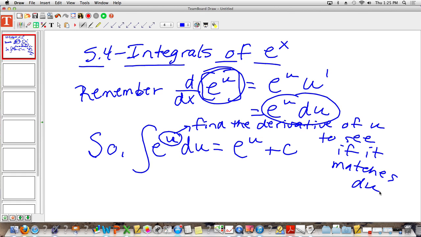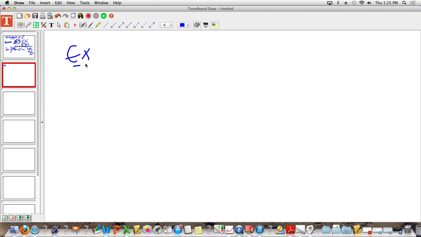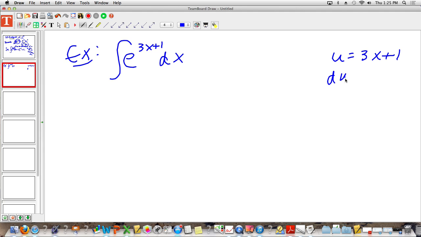First example, find the integral of e to the power of 3x plus 1 dx. I just want to make sure we've had a chance to write all that down. And just as I said a minute ago, go to the side, name your power u, and find the derivative. So what's u going to be? 3x plus 1. So du is equal to 3 dx.